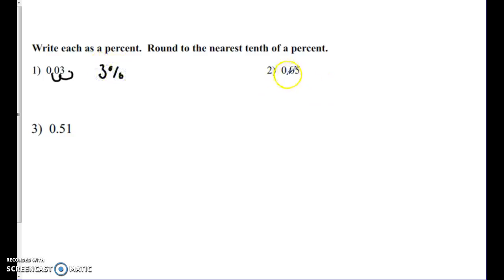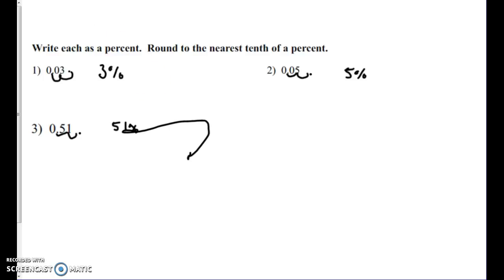We'll do this one too. I'm going to move this decimal 2 spots to the right. 1, 2. And I get my decimal to be 5%. If I look at this one right here, I'm going to move it 1, 2. And it looks like I got that one to be 51%. I'm going to ask you guys to try 4, 5, and 6 in a second.